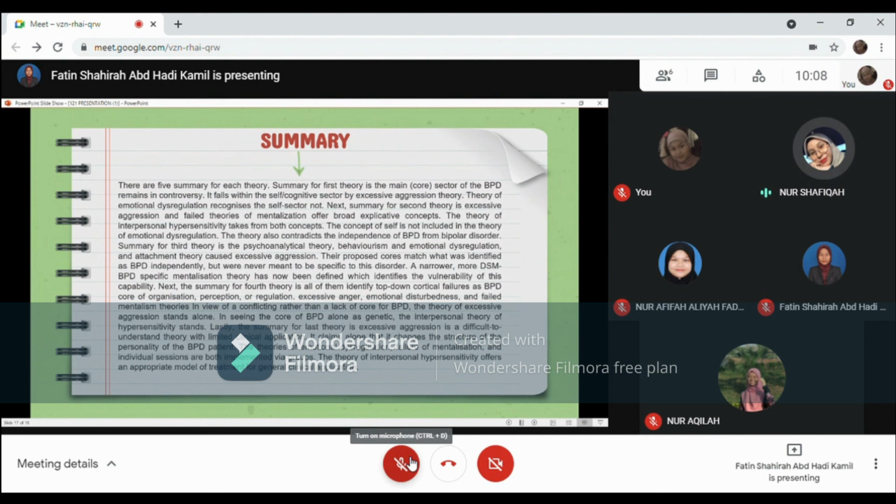The theory of excessive aggression stands alone. In seeing the core of BPD alone as genetic, the interpersonal hypersensitivity theory stands alone. Lastly, the summary for the last theory is that excessive aggression is a difficult-to-understand theory with limited clinical application. It claims alone that it changed the structure of the personality of the BPD patient. The theories of emotional dysregulation, failed mentalization, and interpersonal hypersensitivity are implemented via groups. The theory of interpersonal hypersensitivity offers an appropriate model of treatment for general clinical application.